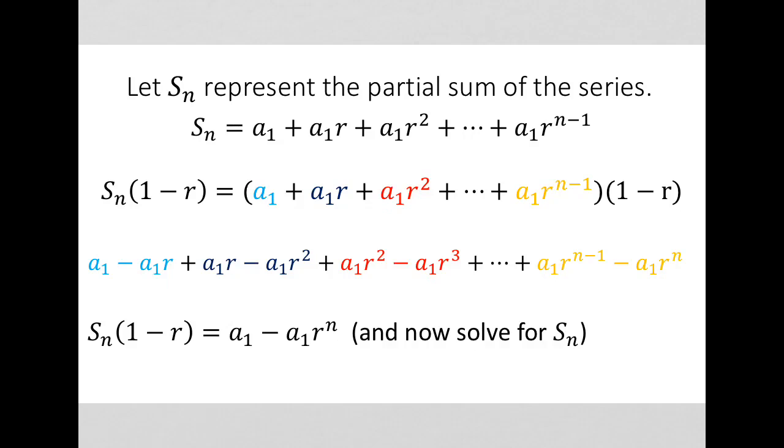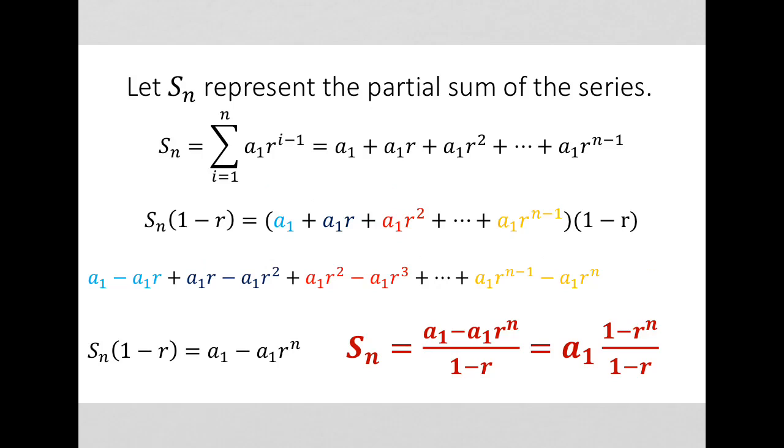On the left, we still have our s sub n times 1 minus r. On the right, we have a sub 1 minus a sub 1 times r to the n. So kind of a similar idea to the arithmetic sequence, and series rather, in that we have a first term and a last term. Now, we want s sub n, so we need to solve for s sub n by dividing by 1 minus r. And when we do so, we end up with this formula right here.